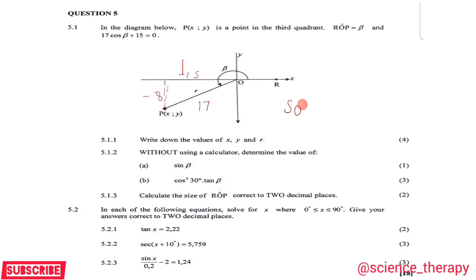Remember, sine is opposite over hypotenuse. So if we have our angle here, what is our opposite side? That's negative 8. And then what is our hypotenuse side? That's 17. So for that one, we have sine beta is equal to negative 8 over 17. So that becomes your solution.